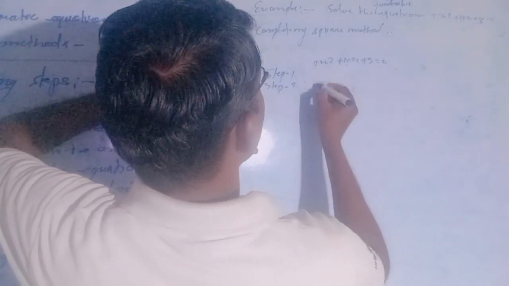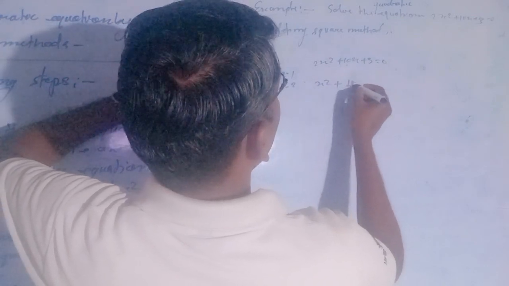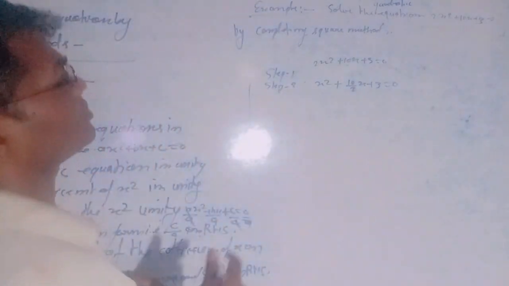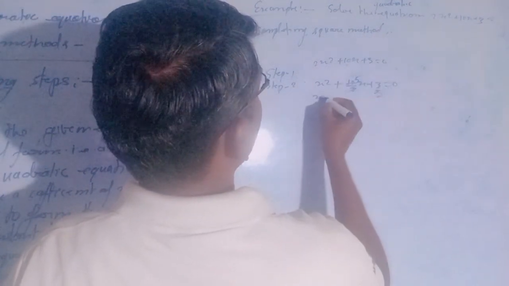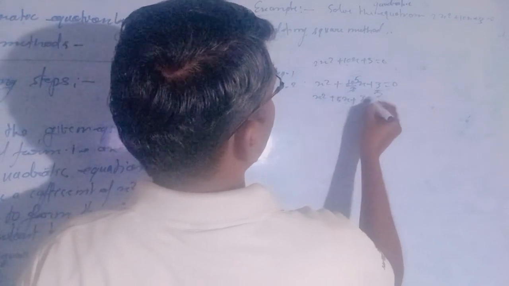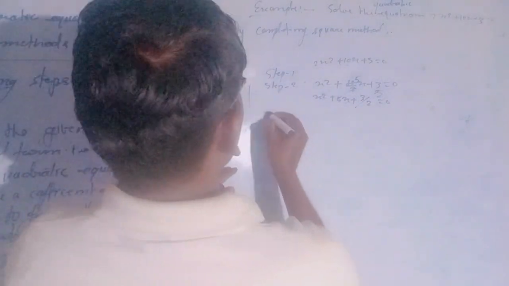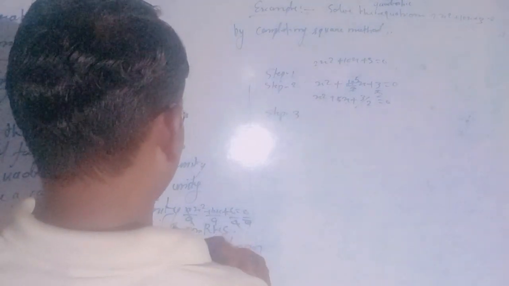Step second: make the coefficient of x square unity, so divide by 2. It becomes x square plus 10 by 2 x plus 3 by 2 is equal to 0. 10 by 2 became 5, so x square plus 5x plus 3 by 2 is equal to 0. Okay, this is the equation. Now step 3: shift the constant term, in the form of c by a, to the RHS.